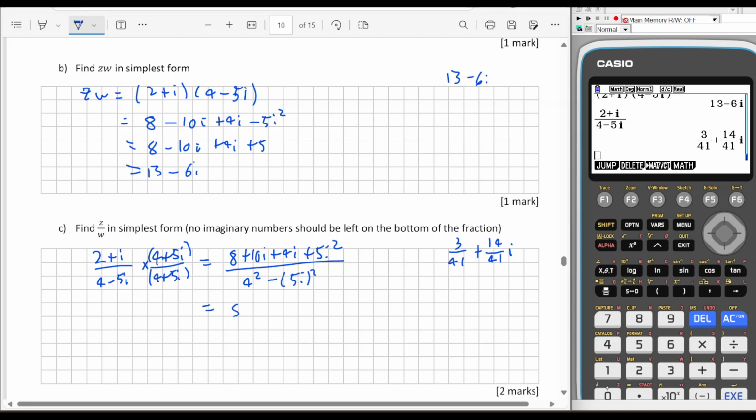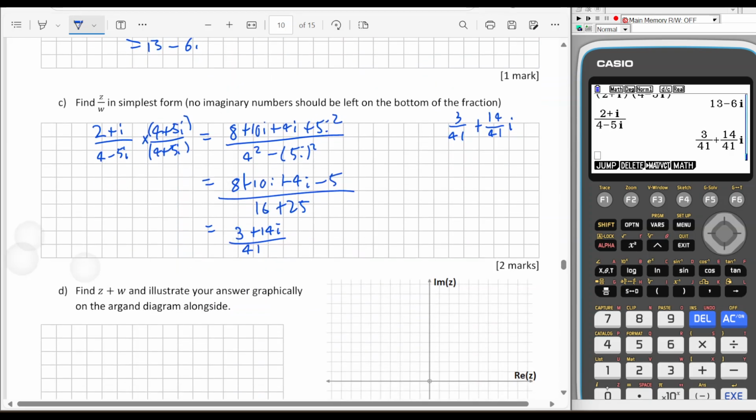This will become 8 plus 10i plus 4i, take 5 on the top, because i squared is minus 1. And this will become 16 plus 25 on the bottom. So that'll become 8 take 5. So that's 3 plus 14i on the top. And that is 41 on the bottom. And oh my goodness, it's the same as what the calculator said. 3 over 41 plus 14 over 41i.